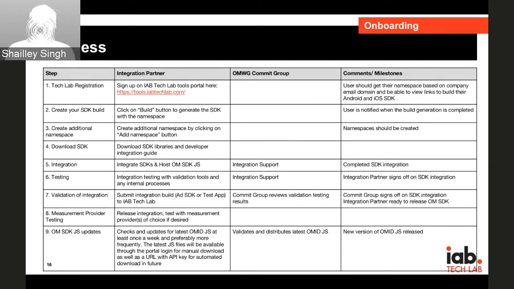And then there is the OM SDK JavaScript that will be updated from time to time as we develop. That process is like we're running on a sprint process, so we're releasing every 2 weeks. So some development additions and bug fixes are happening every 2 weeks. We recommend that you get this OMID JavaScript file at least once a week, and more frequently if possible, to make sure that you always have the latest.